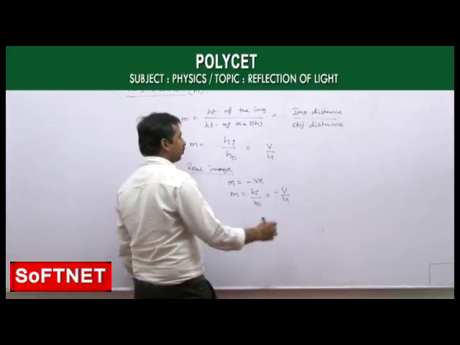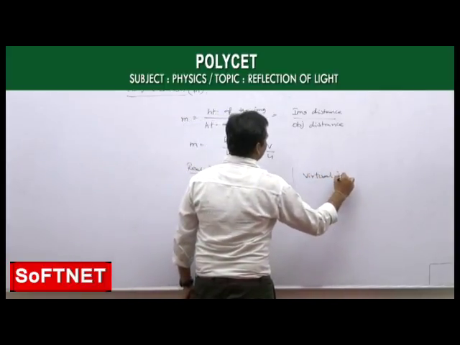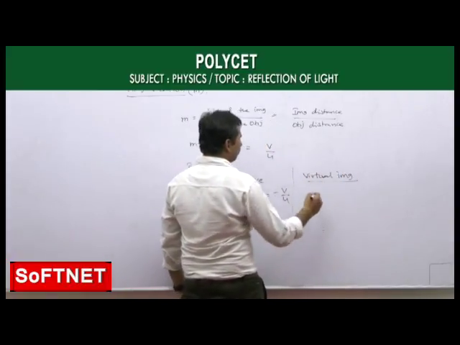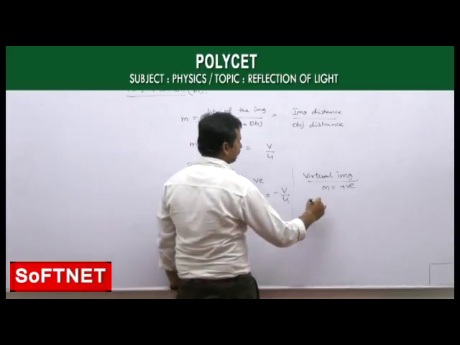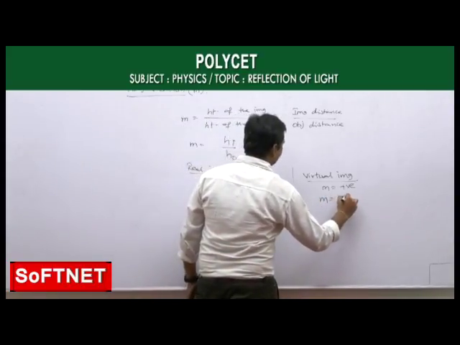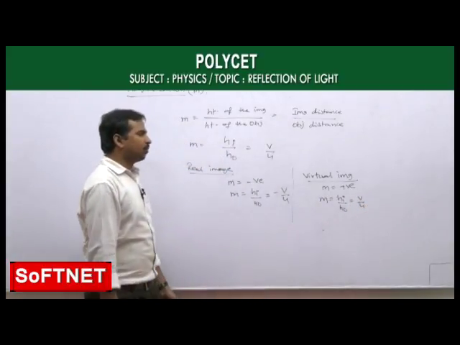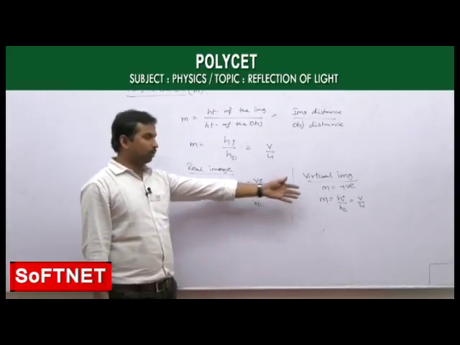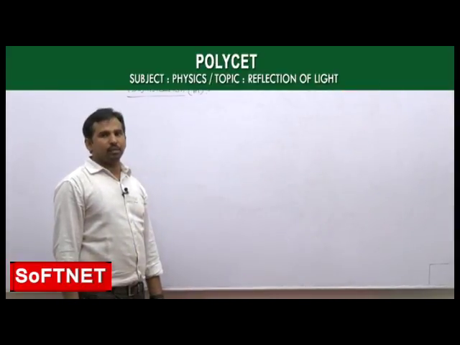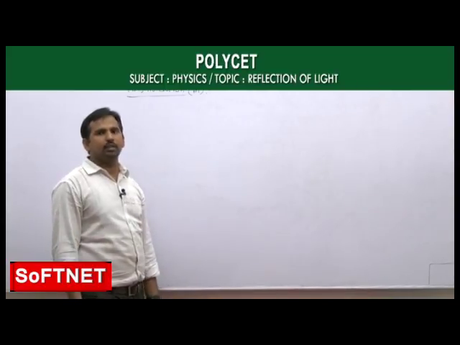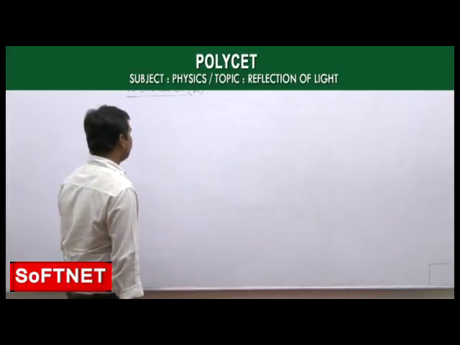If it is a virtual image, then magnification m is a positive value. So m is equal to height of the image by height of object, which is equal to minus of minus, which becomes plus, so m is equal to v by u. Depending on the value of m, the magnification factor, we can decide whether the size of the image is enlarged, same size or diminished. How is that? Now we will see that.